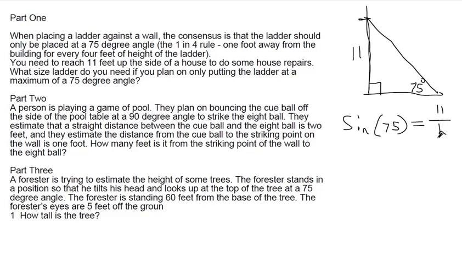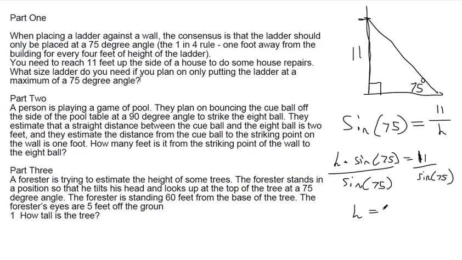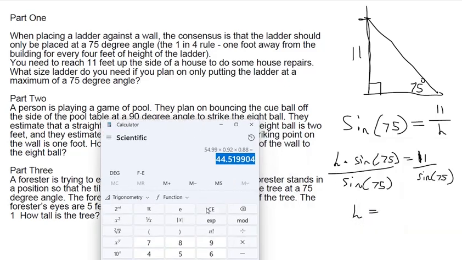So to figure out what the hypotenuse is, it's in the bottom of a fraction. The first thing we're going to do is multiply that h to both sides. And I'm going to divide that sine 75 from both sides. So we get h is, my handy dandy calculator. I'm going to figure out what sine of 75 is first with this calculator. I'm going to copy that and then do 11 divide by. So I've got 11.388. So we need a ladder that's 11.4 feet.